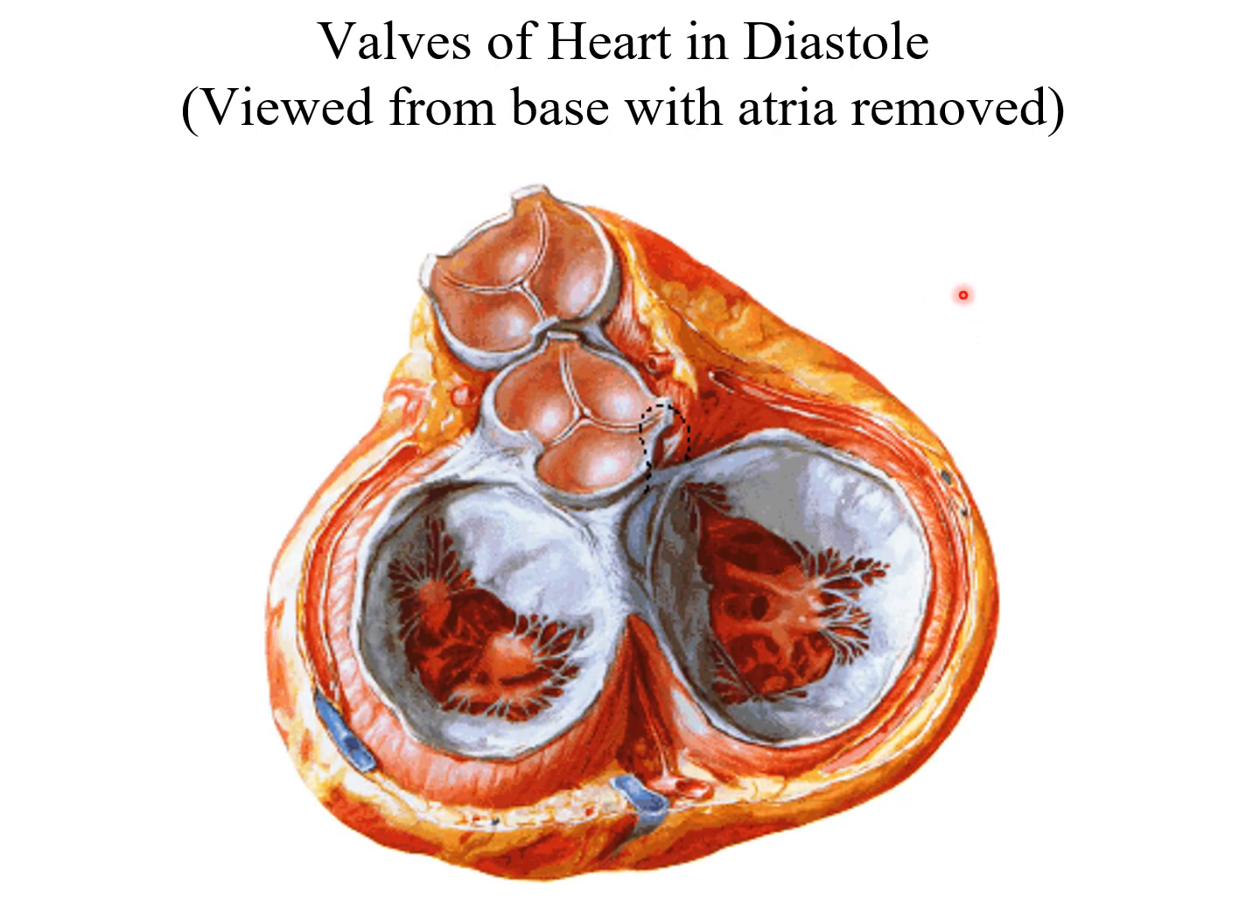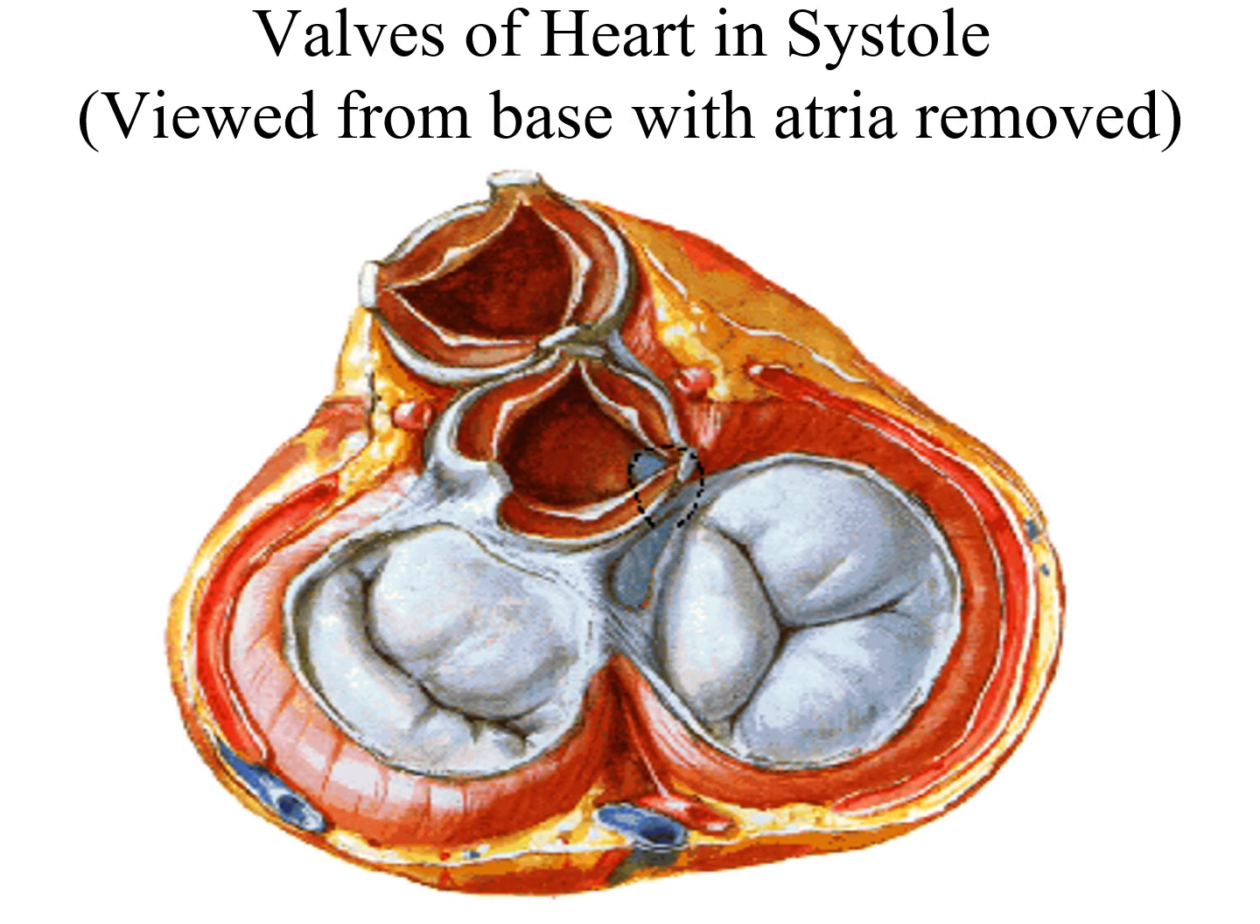This diagram is showing the valves of the heart in diastole. So the aortic and pulmonary valves are closed and the bicuspid and tricuspids are open. So I'm just showing you the diagram, but detail you will discuss inshallah in physiology, or maybe you have discussed this. And here in the systole we can see the pulmonary and aortic valves are open and bicuspid and tricuspid are closed.